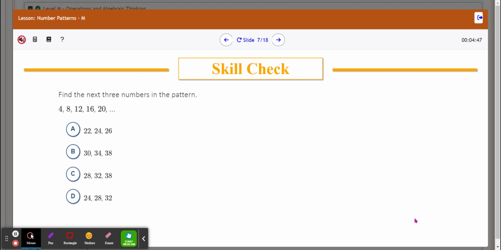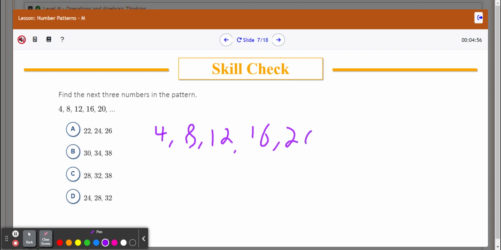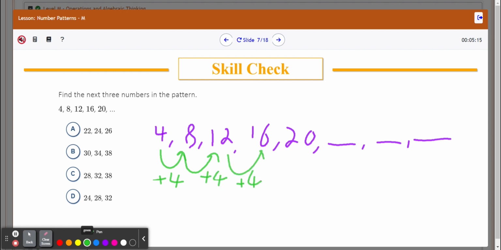Another example here, it says find the next 3 numbers in the pattern. Well, I've got 4, 8, 12, 16, and 20. So now I need the next 3 numbers. Going back to the beginning, let me figure out what my rule is first. To get from 4 to 8, I'm going to say it's plus 4. Let's see if that keeps working out. 4 plus 4 is 8. 8 plus 4 is 12. That works out. 12 plus 4 is 16. That works out. 16 plus 4 is 20. Excellent.